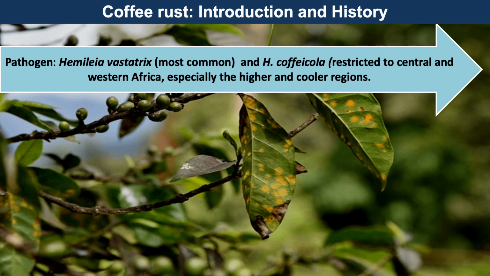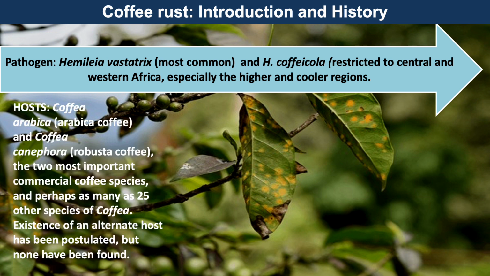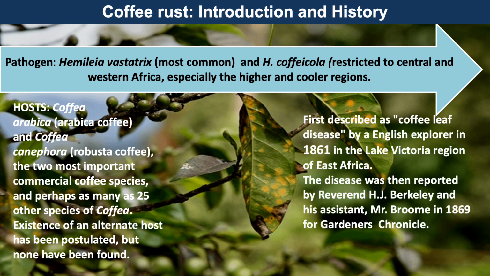But on the other hand, Hemileia coffeicola is restricted to Central and Western Africa, especially in the higher as well as cooler regions. The main host of this pathogen is Coffea arabica, that is, Arabica coffee, as well as Coffea canephora, which is commonly known as Robusta coffee. These are the two most important commercial coffee species, and perhaps as many as 25 other species of coffee. The existence of an alternate host has been postulated, but none has been found to date.